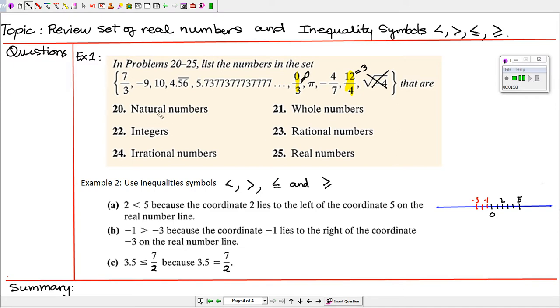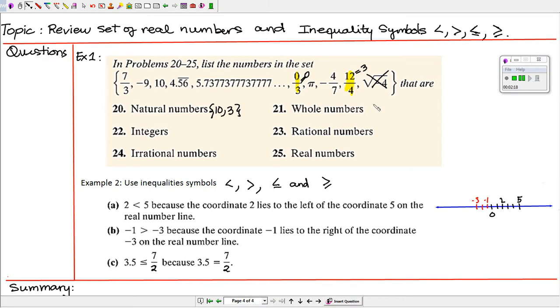So let's begin with the set of natural numbers. We know that the smallest number in the set of natural numbers is 1 and it increases by 1, so we can see it here, 10. I'm going to copy here 10, and then keep going. We don't have 0 in the set of natural numbers. We have a 3, and that's it.